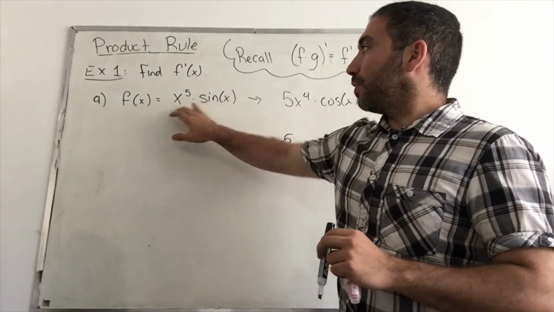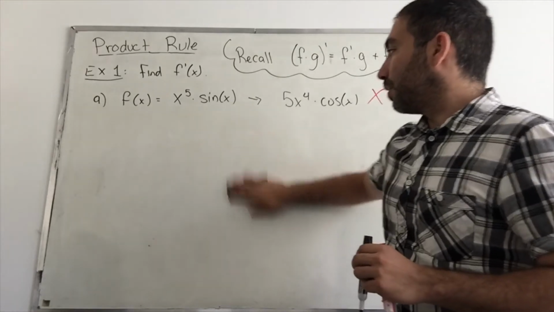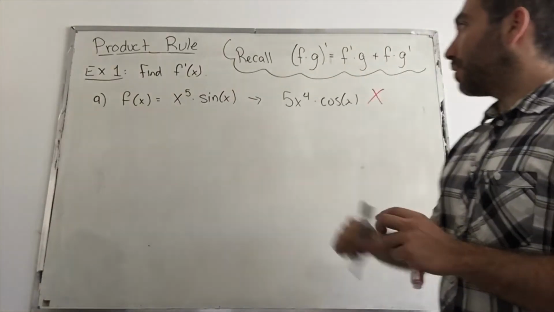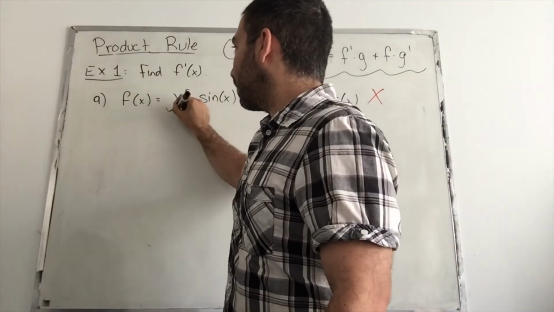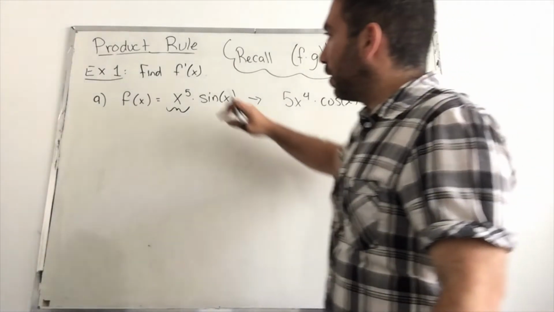But if you have two functions, x to the 5 times sine x, you have to recall to use your product rule, which states to take the derivative of the first term. So the x to the 5, I have to be careful in my notation. Let's call this k.